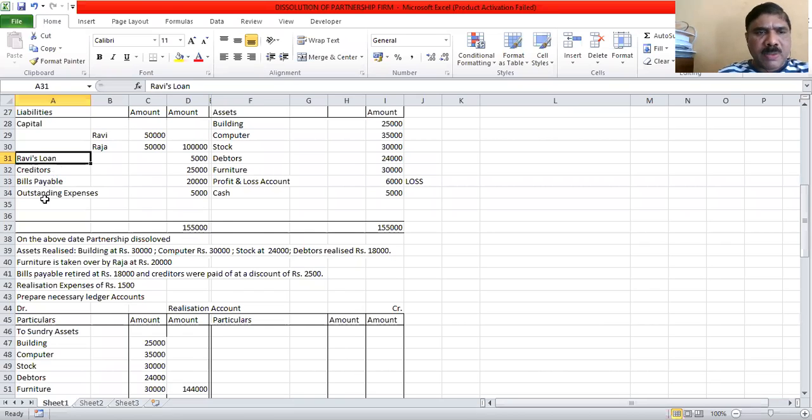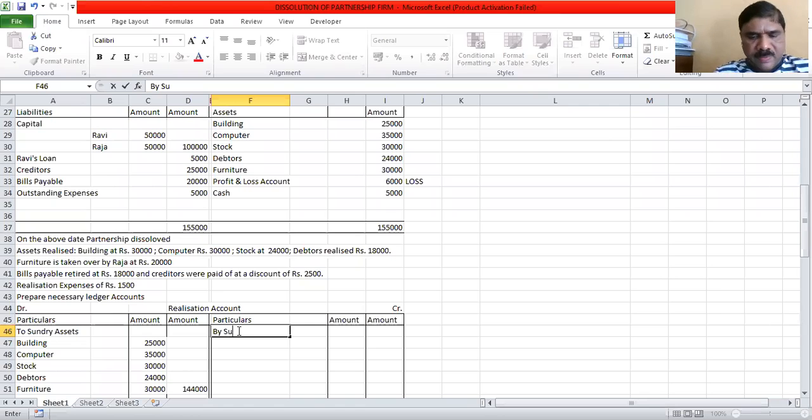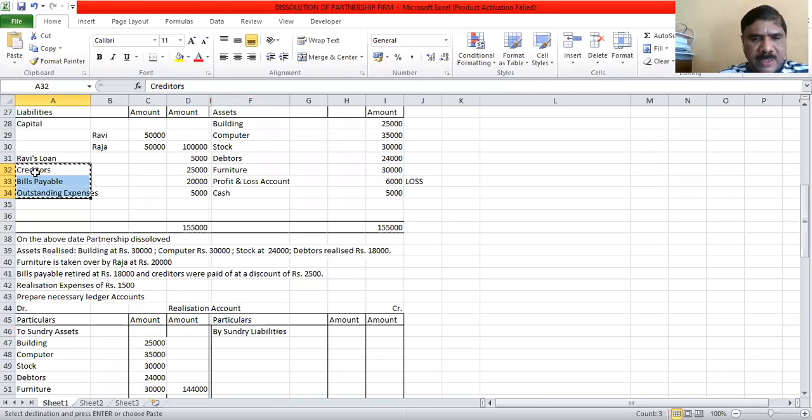Outstanding expenses will be transferred to which account? Realization account, credit side. By sundry liabilities. Under that, all these three will come: creditors, bills payable and outstanding expenses.